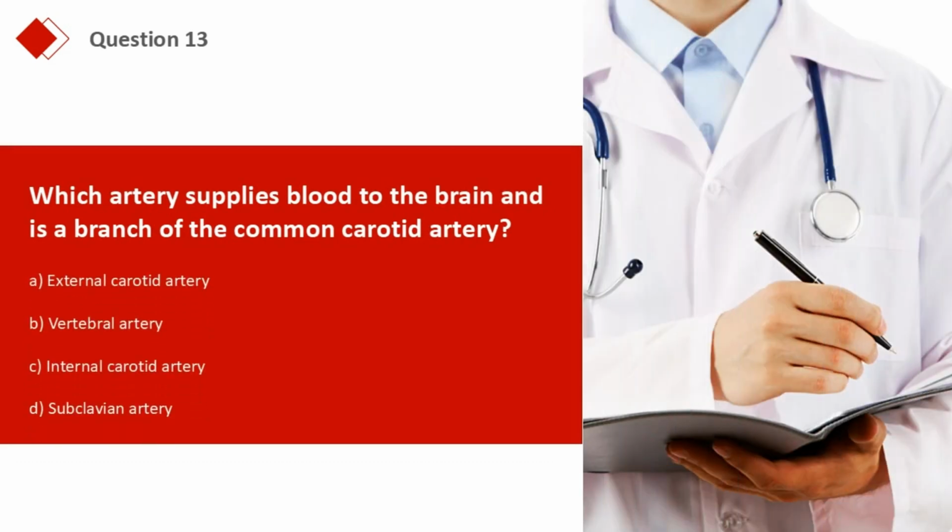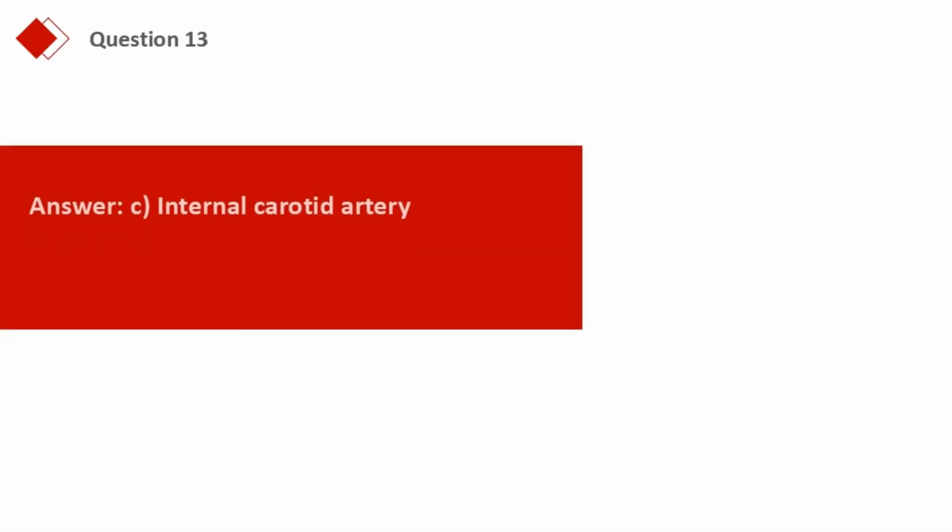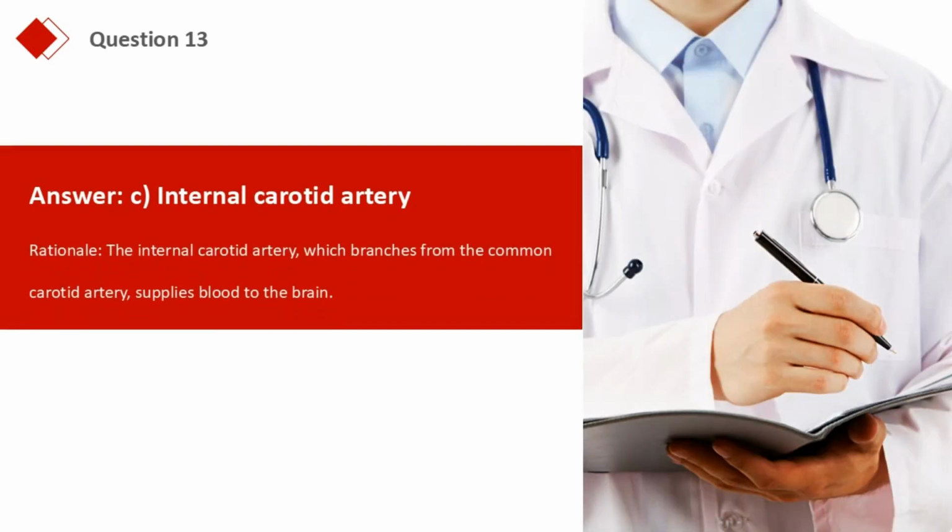Question 13. Which artery supplies blood to the brain and is a branch of the common carotid artery? A. External carotid artery. B. Vertebral artery. C. Internal carotid artery. D. Subclavian artery. Answer: C. Internal carotid artery.